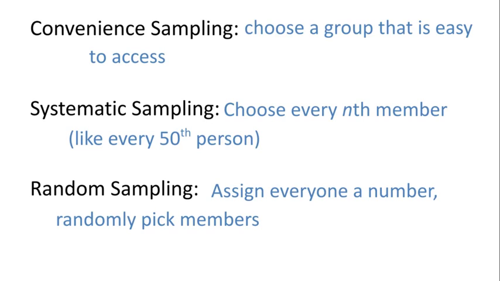So again, we talked about 3 kinds of sampling: convenience, where you pick an easy group; systematic, where you have a system like picking every nth, every 10th, every 4th, every 5th; and then random, where you randomly pick. And usually random gives you the most representative sample.